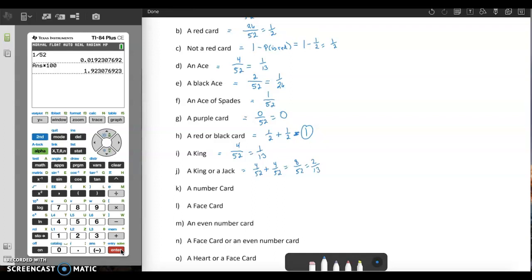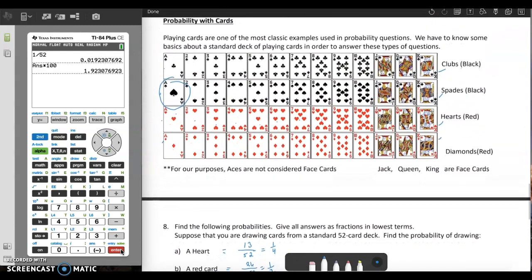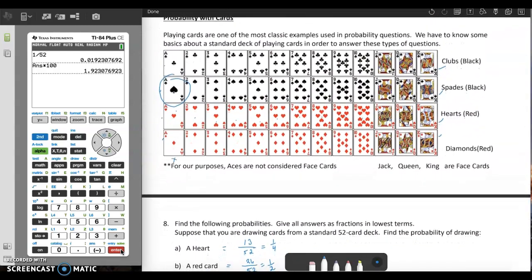What's the probability of drawing a number card? So here's one where you have to be a little bit careful. Which ones are number cards? For our purposes, like I said, aces are not number cards and neither are the jacks, queens, and kings. Everything else has a specific number value to it.